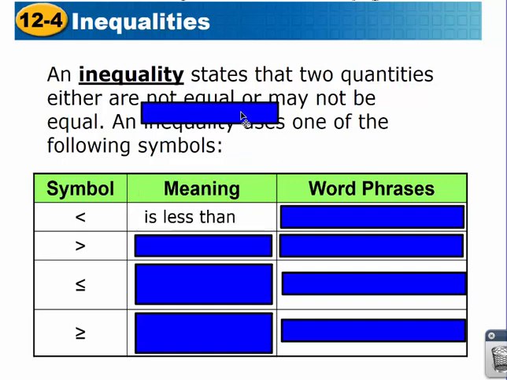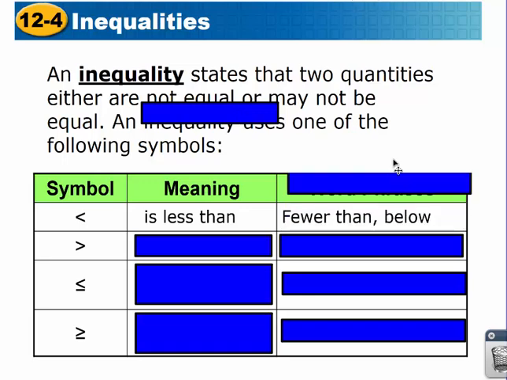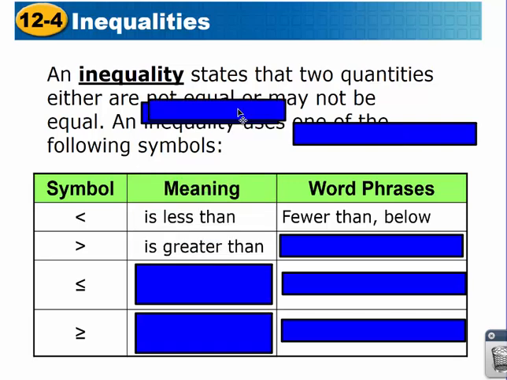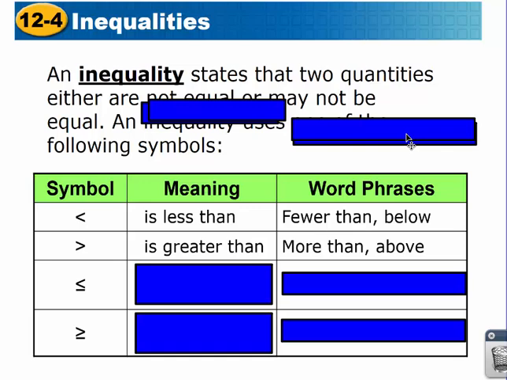Now in math, a lot of times when we deal with inequalities, we're going to be looking at them in language arts sentences. So we have to understand words that represent these symbols. Okay, so a less than symbol, a couple of words that may reference that or may talk about less than is fewer than or below. Okay, the next symbol is a greater than symbol, and some words that represent that are more than or above.